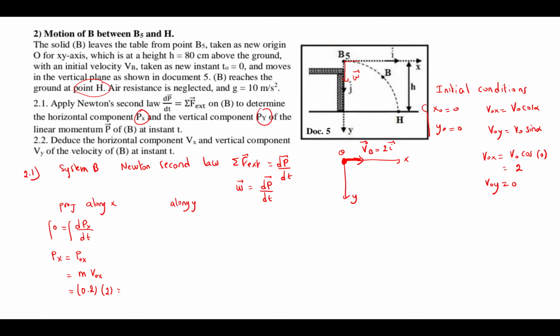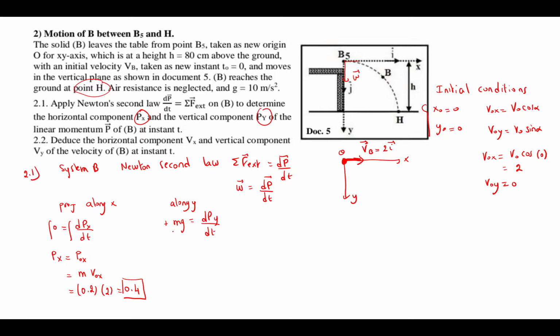So p equals 0.4 kilogram meter per second. Now we have to use now along y. Pay attention here. When I want to do the projection along the y-axis, it's parallel and in the same direction, not opposite direction. So since it's the same direction, it's plus. So I will put plus mg equals dpy over dt.